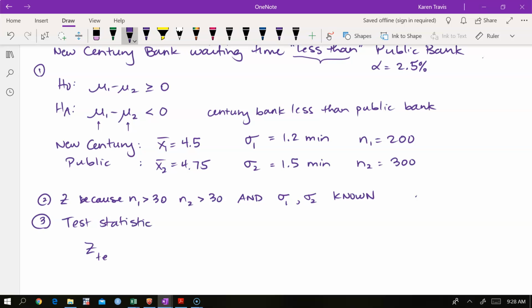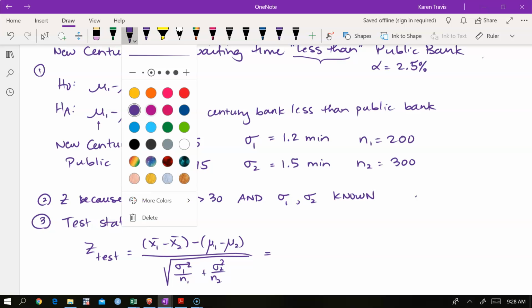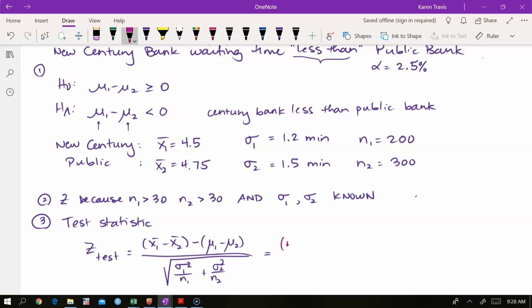Our third step is going to be calculate our test statistic. So we need z-test, which comes from x1 bar minus x2 bar, minus mu1 minus mu2, and then we need in our denominator our weighted average of the two population standard deviations. So I'm going to use some colors here to find things. So we're going to use 4.5 minus 4.75. That came from the sample values.